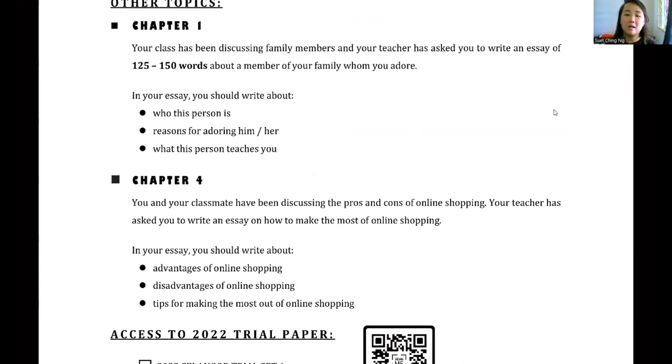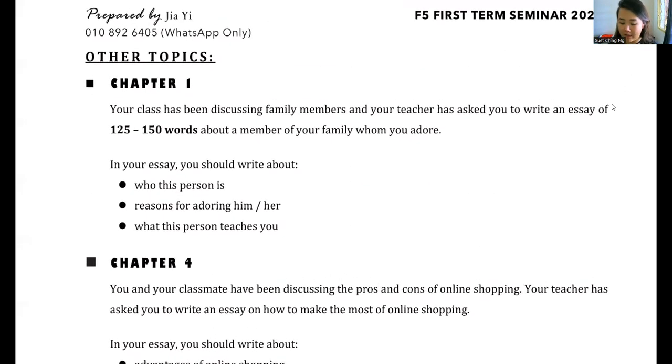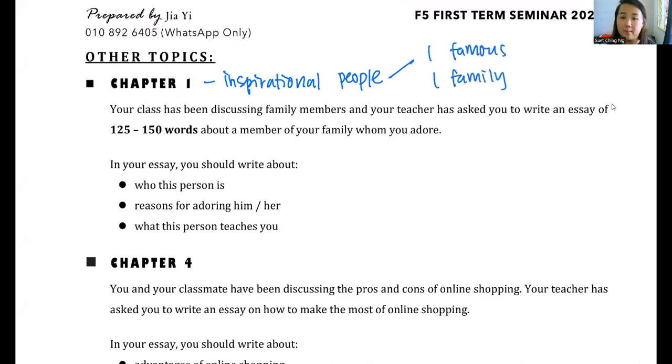Okay, in schools. So your class has been discussing family members. Your teacher has asked you to write 125 to 150 words about a member of your family you adore. Now, this is essentially what I've done in class with my students, which is commonly known as inspirational people or person. I always tell my students to prepare this topic because it is very popular. Memang is very popular. And I always tell my students to prepare one famous person, one family member, one not famous person. Okay? These are essentially the two types of people that they will ask you in regards to this topic.